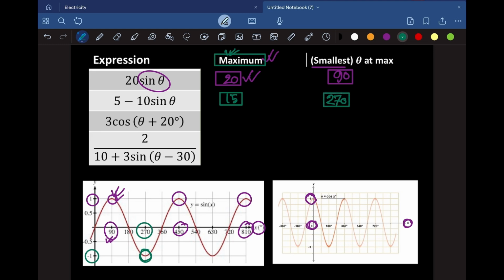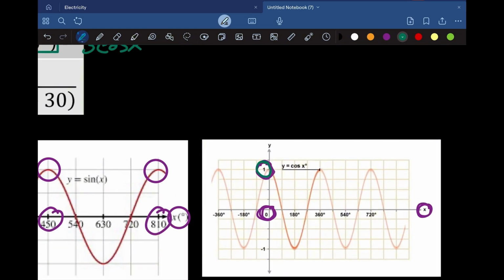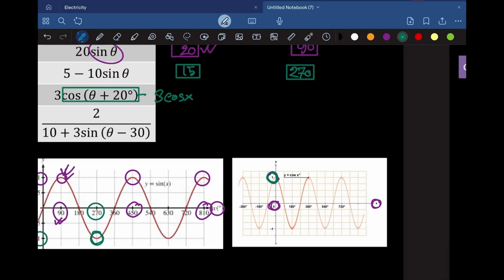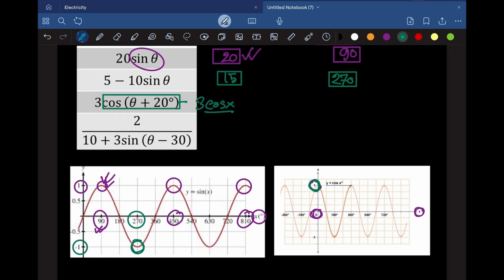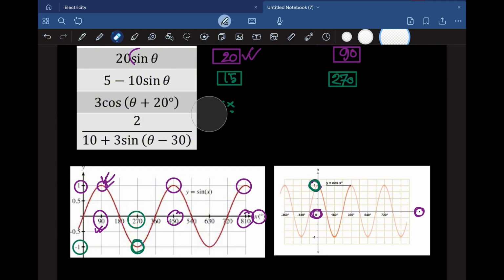The next part is 3 cos theta plus 20. First of all, it's a cos x, so we can write it down as 3 cos x. The maximum value of the cosine graph is 1. So we can multiply 3 with 1, because we always multiply the maximum cos x value with the coefficient, just like this one, where sin x was multiplied with 20, and this sin theta was multiplied with minus 10 and then added with 5.